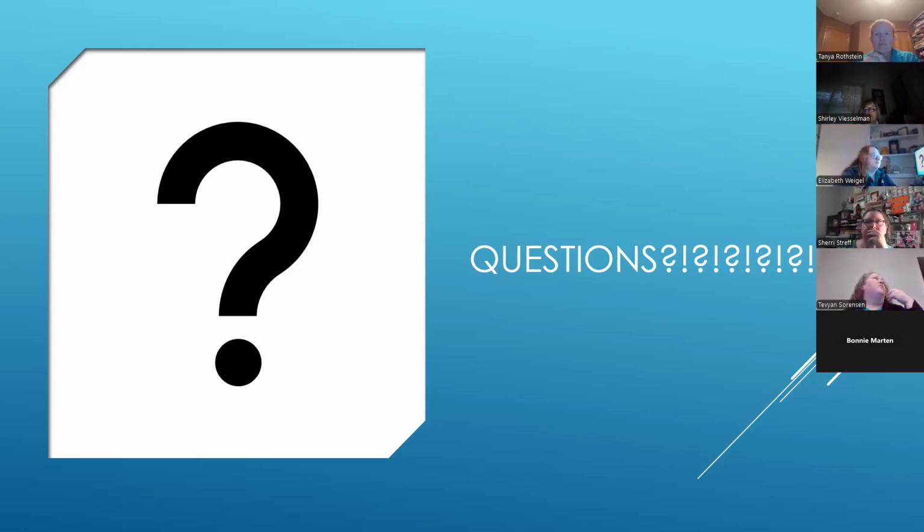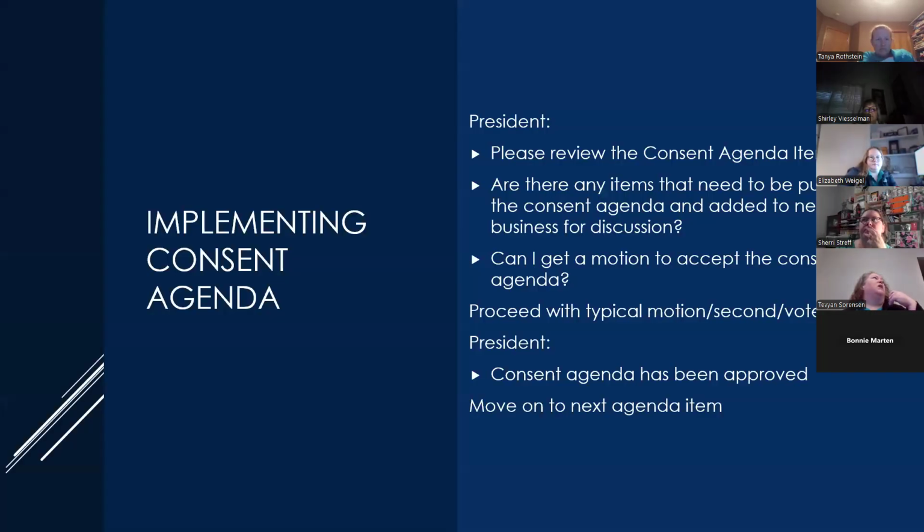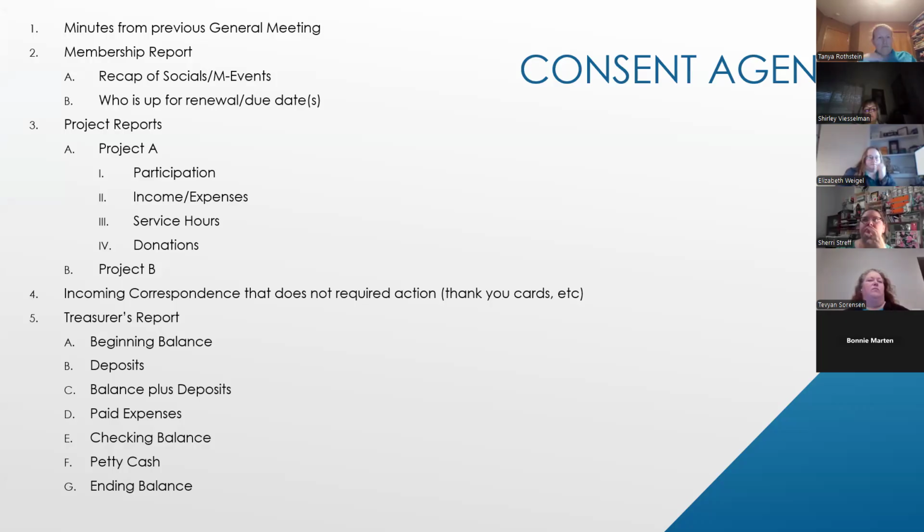Okay, Liz, your slide that has the 5 items on it, the consent agenda. When you start your meeting and you say, these first 5 items are on the consent agenda, do I have a motion to approve? Is that as little as you do on these? Yes, unless someone says, nope, I'd like to pull out item 4.